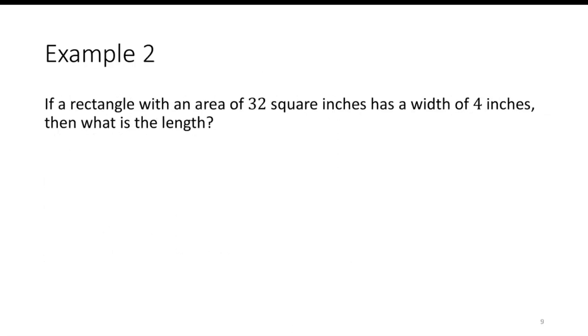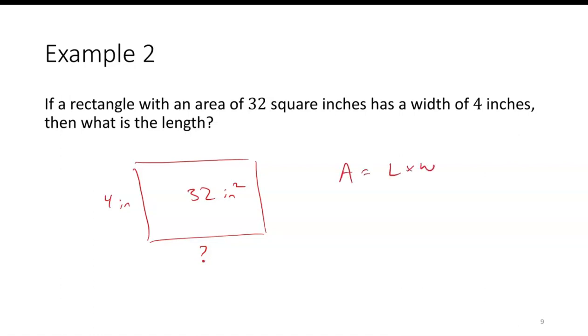If a rectangle has an area of 32 square inches, and the width is 4 inches, then what is the length? So recall that area is length times width. So we're basically asking that 32 is equal to 4 times what? Well, I know 32 is 4 times 8, and so that tells me that 32 divided by 4 is equal to 8.